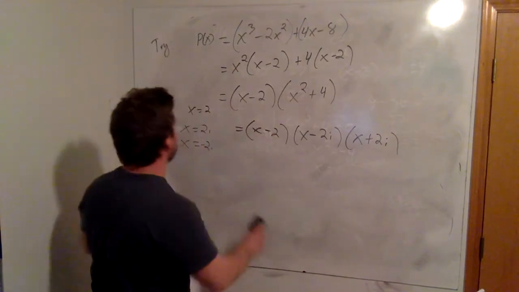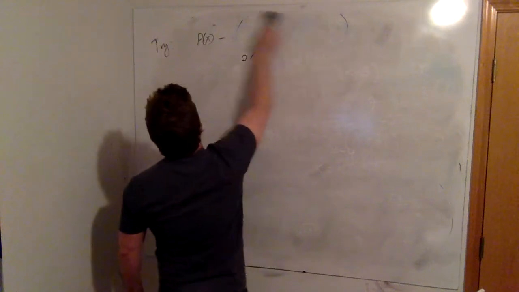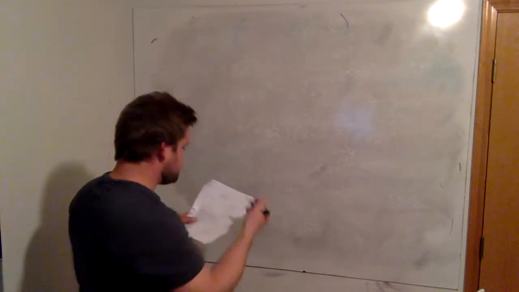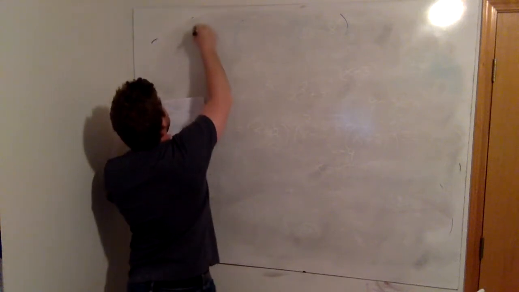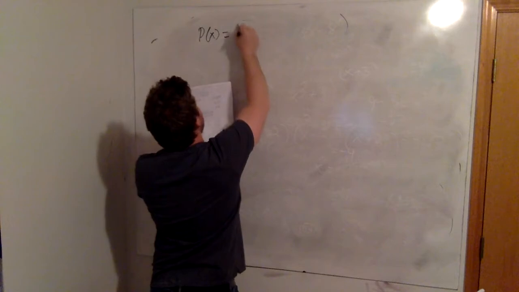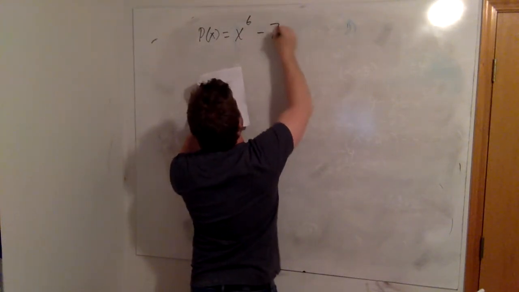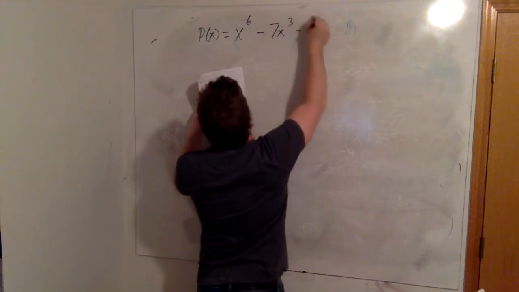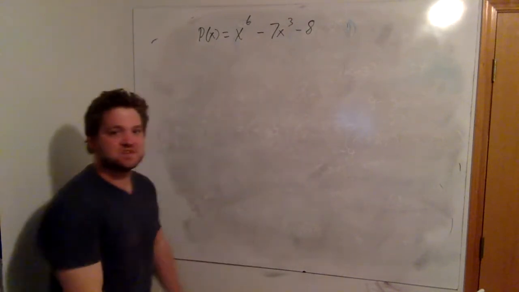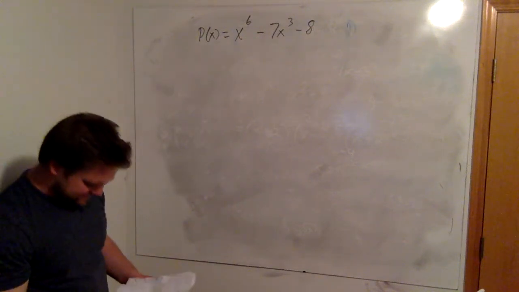So let's do a super spicy example. Okay, so let's say we have a polynomial, p of x. Let's say it's equal to x to the 6th minus 7x cubed minus 8. Oh my goodness, I am expecting 6 roots for this problem. Okay, pause the video, give this one a shot.